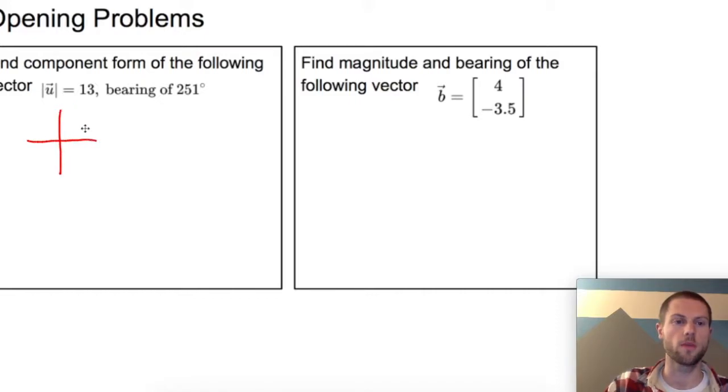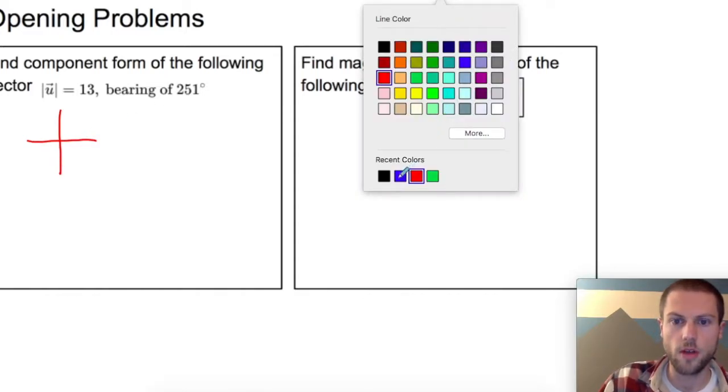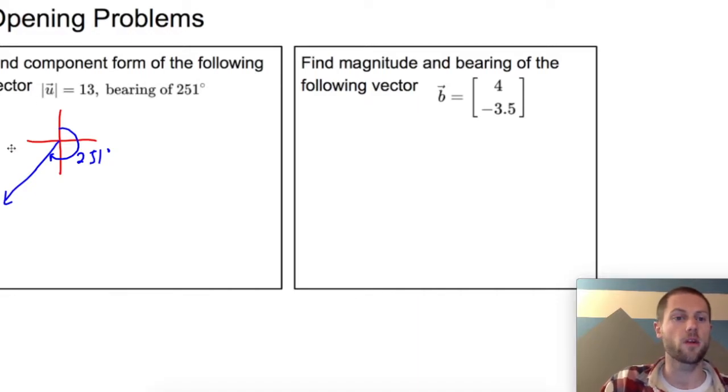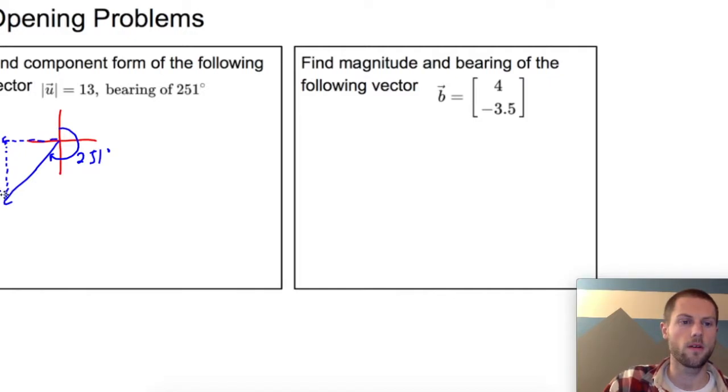So here's my compass. 251 is going to be over 180, but below 270. So let's draw that vector in. That has a magnitude of 13. This angle right here is 251. And if I want to find the components, I'm really interested in the x step and the y step. My horizontal vector plus my vertical vector is equal to my resultant vector u.